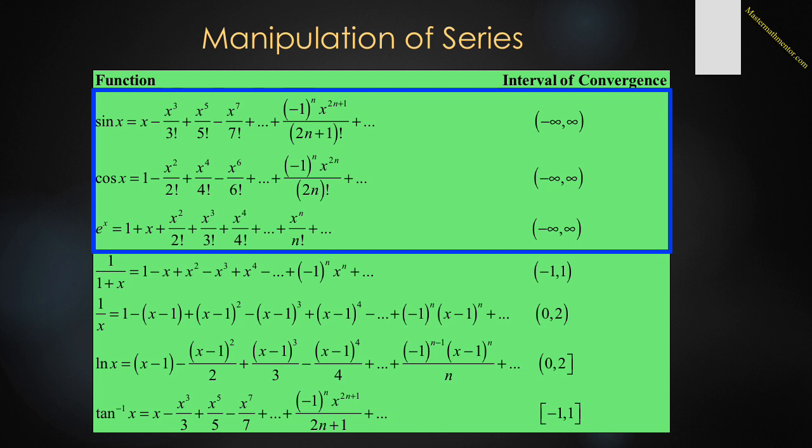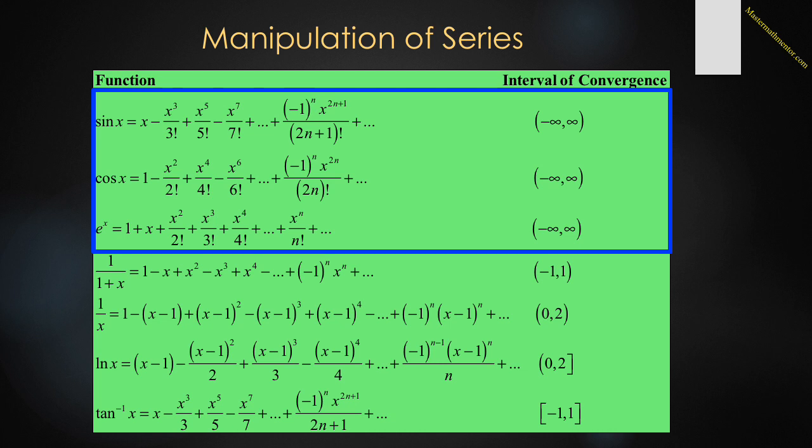Cosine of x is similar, but it uses the even powers. 1 minus x squared over 2 factorial plus x to the 4th over 4 factorial minus x to the 6th over 6 factorial plus ... And the general term is -1 to the n x raised to the 2n over 2n factorial. Again, the interval of convergence is -infinity to infinity.